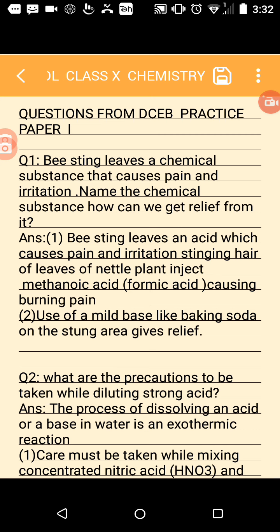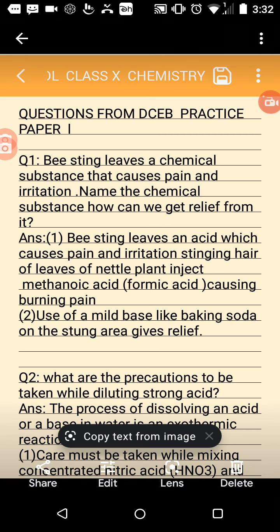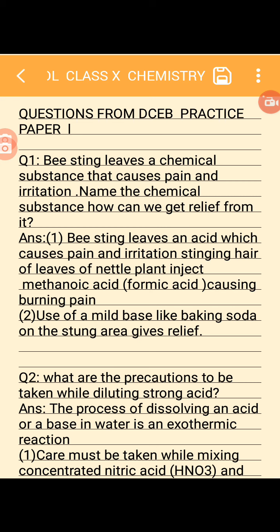Move on to the second part of the question, that is, how can we get relief from it. Using a mild base like baking soda on the affected area gives relief from the wound. Now move on to the second question. What is the second question? What are the precautions to be taken while diluting strong acid?